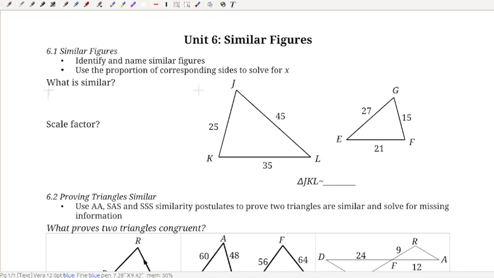Up to now, we've talked about two figures being congruent, which means the same size and shape. And now we're going to leave that behind a little bit and just talk about what happens if two figures are the same shape but not necessarily the same size. And that's what we called similar. So what does it mean for something to be similar? Same shape but not necessarily same size.